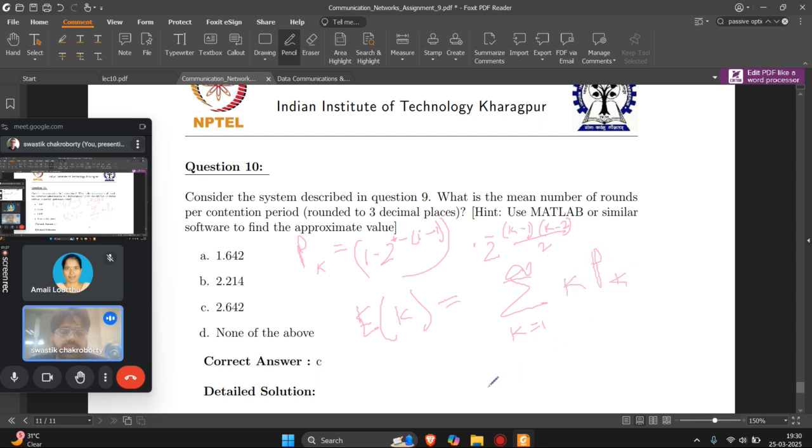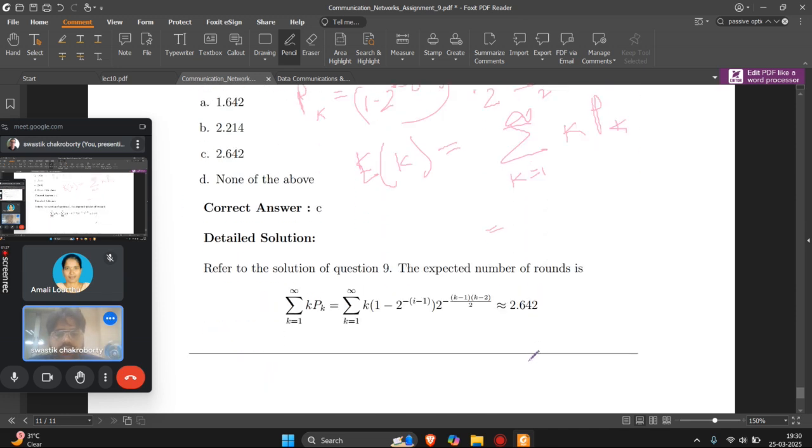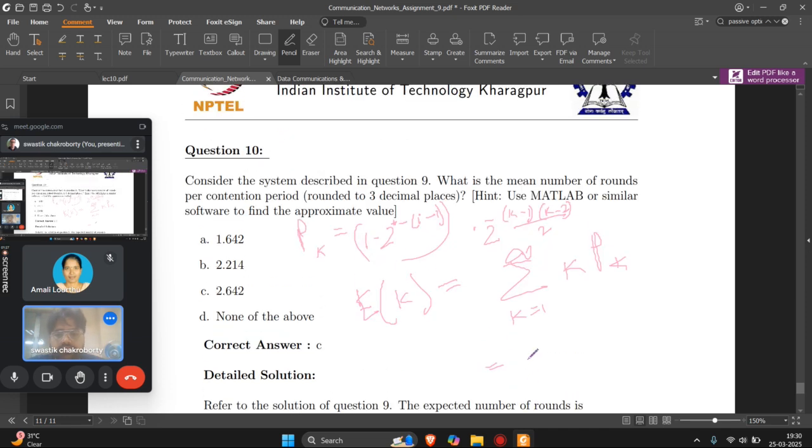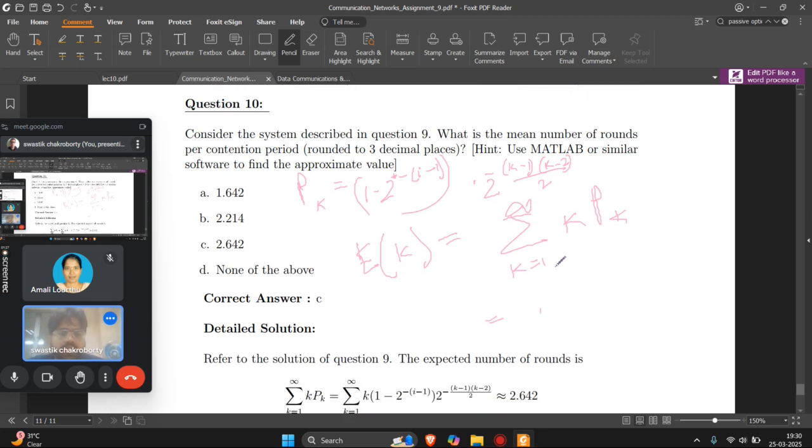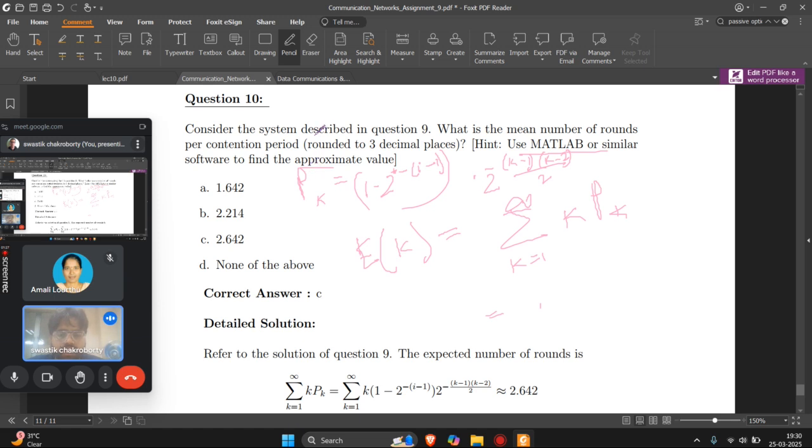Now this cannot be solved as a normal summation, so you have to find it using software. Here it says to use MATLAB or something similar. If this kind of question comes in the exam, it will be such that you can do it on pen and paper or at most a calculator. You won't need MATLAB for the exam, but for this problem you need a MATLAB code to find the summation, and it comes to 2.642. So on average there are 2.642 rounds before contention ends, that is, before the packets are allotted different backoff slots so they can send without collision.